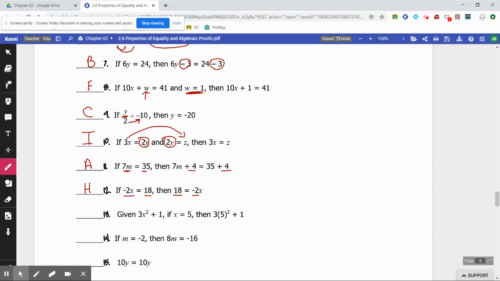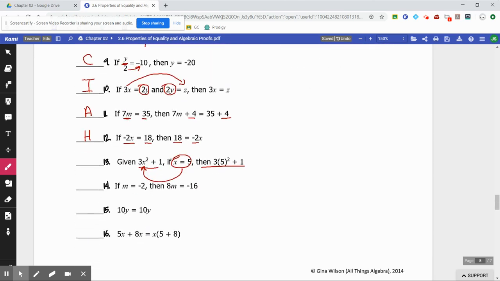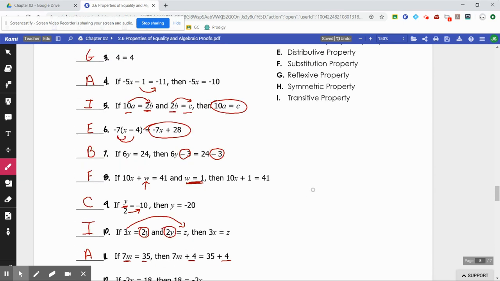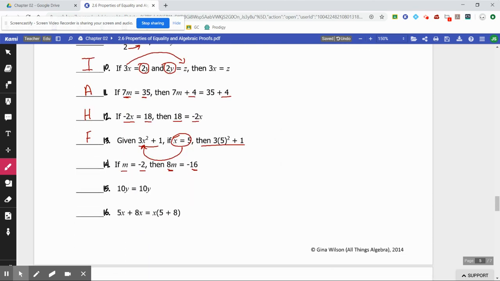Number 13, given that 3x squared plus 1, if x is 5, then it would equal that. So we took that x and we plugged in 5 in its place. Again, that's called the substitution property, and that was F. If m is negative 2, then 8m would be negative 16. We took both sides and multiplied by 8. What makes that legal? Well, you can multiply both sides because of the multiplication property of equality, C.